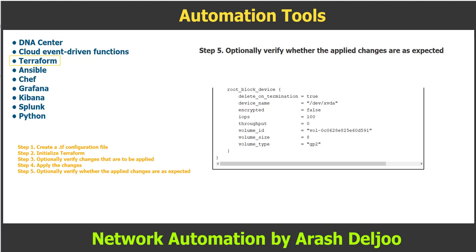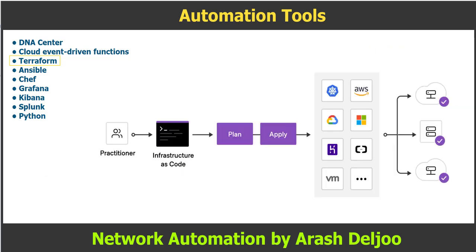Because of that, about the steps, now we know that first we should create a .tf configuration file. After that, we should initialize Terraform. And then step 3, optionally verify changes that are to be applied. Step 4, apply the change. And finally, step 5, optionally verify whether the applied changes are as expected. This example shows that you can provision a virtual machine in 3 simple required steps: initialize, plan, and apply.